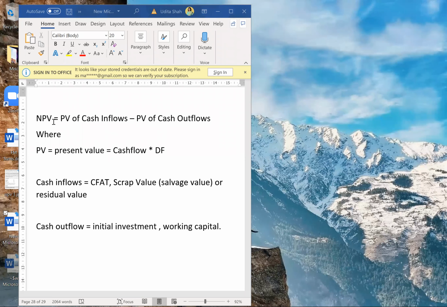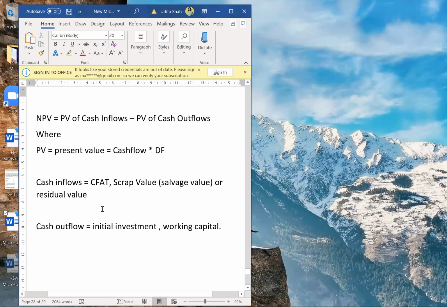So we are done with NPV. The basics of NPV: NPV is equal to PV of cash inflows minus PV of cash outflows. Where PV is the present value, that is cash flow into discounting factor.